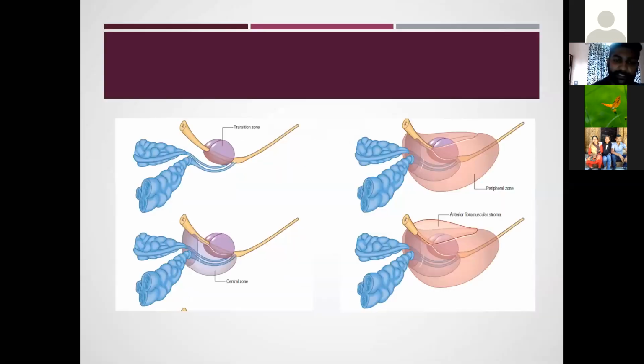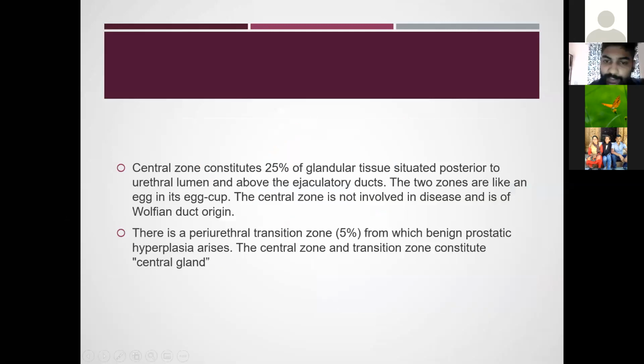And the next one is the central zone. So this is the central zone. The central zone constitutes 25% of the glandular tissue, and it is situated posterior to the urethral lumen and above the ejaculatory ducts.